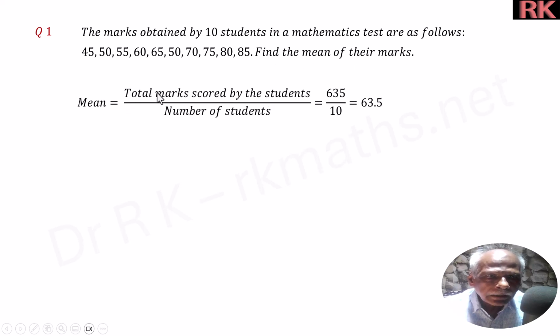The formula is total marks scored by the students divided by number of students. The number of students is the number of marks given here. So 1, 2, 3, 4, 5, 6, 7, 8, 9 and 10. So 10 is the denominator. The total marks is, add all the marks, you get 635. So therefore mean is 635 by 10 is 63.5.